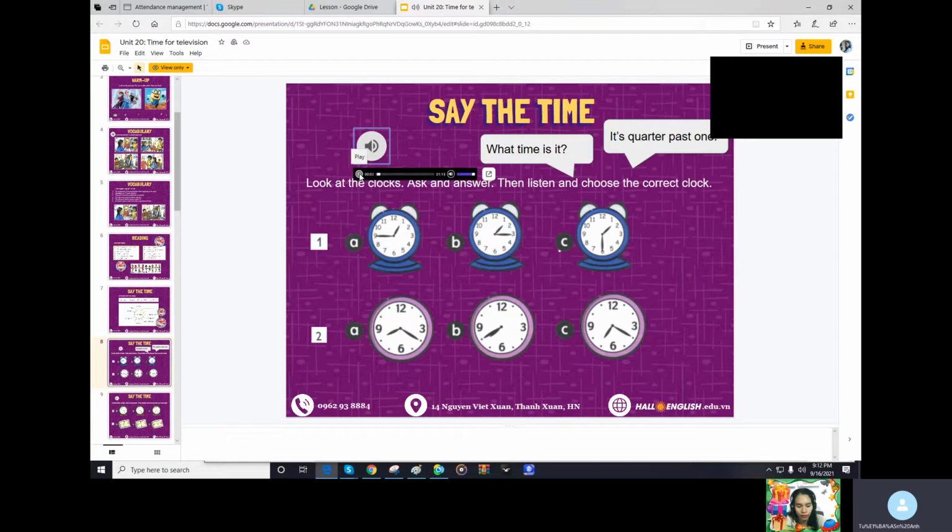Pupil's book, page 11. 7. Listen and say the letter. 1. Where do you have lunch? I have it at school. What time do you have it? I have lunch at 1:45 every day.